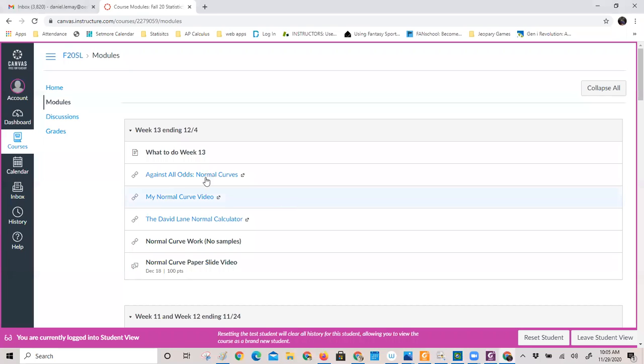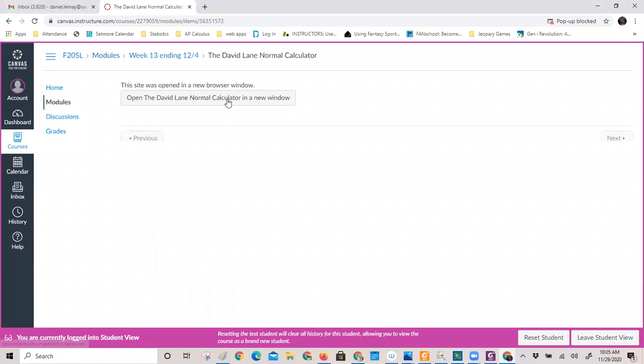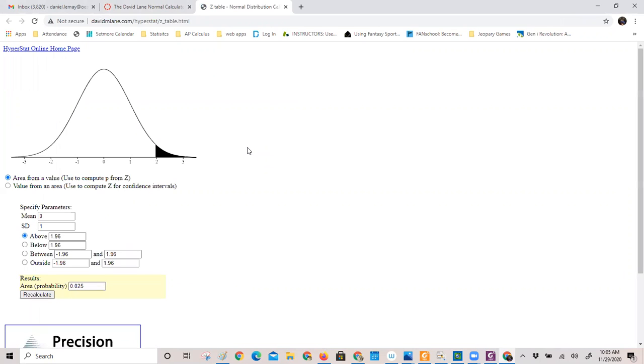Right here in week 13, you want to click on that David Lane normal calculator. And of course, I set it so it opens in a new window. And that takes you here. Notice they don't have 1123 in the middle. They have 0. Well, why is that? Well, let me come back to the sketch.